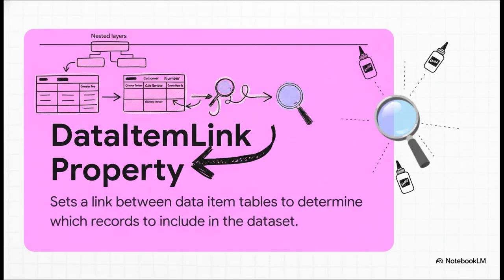So, how does Victor actually connect all these nested layers? He uses this special property called a DataItemLink. Honestly, you can just think of it as the glue, or kind of the secret sauce. It basically tells the report, hey, see the customer number in this table? It's the exact same thing as the customer number in that other table. That little link is what forges the connection and makes the whole hierarchy work.